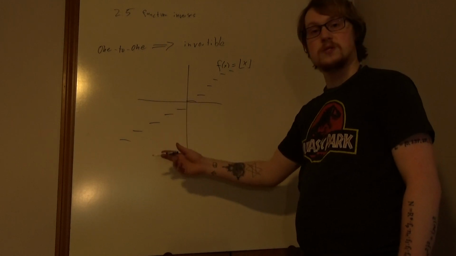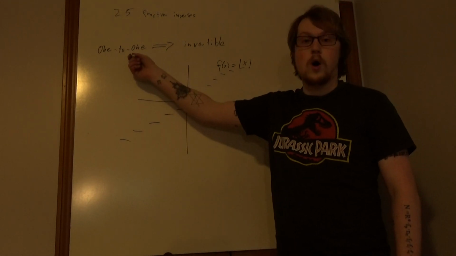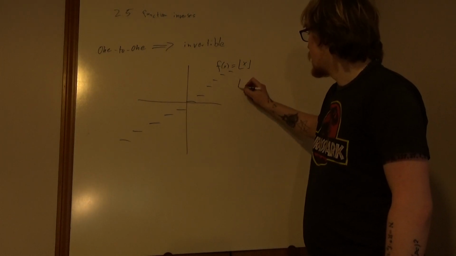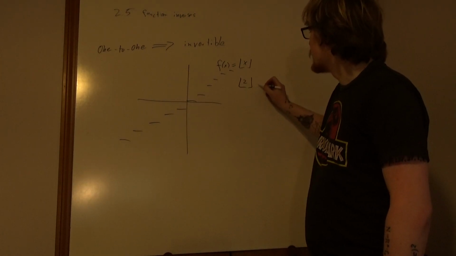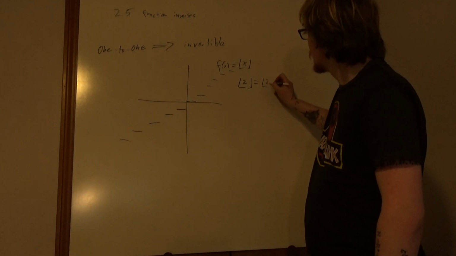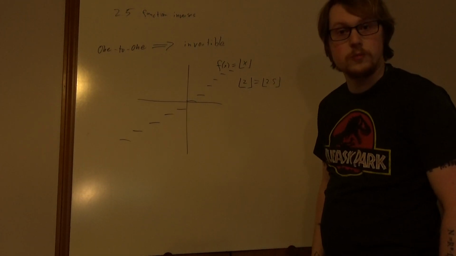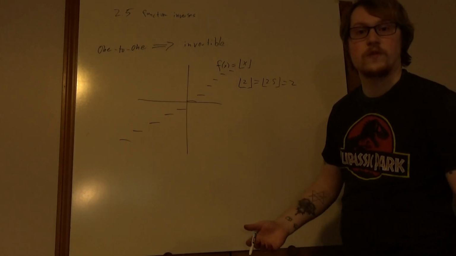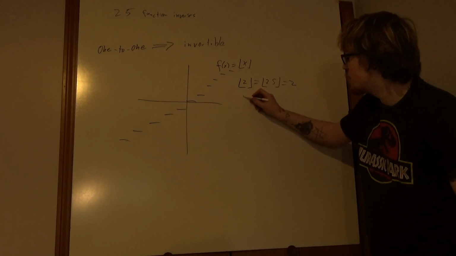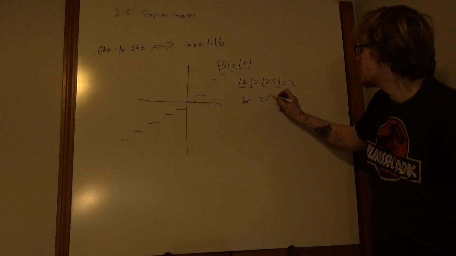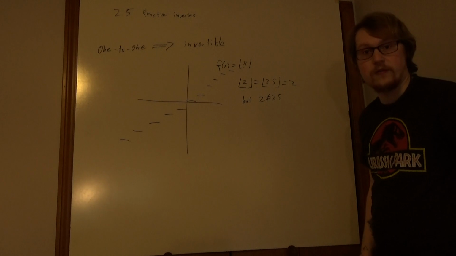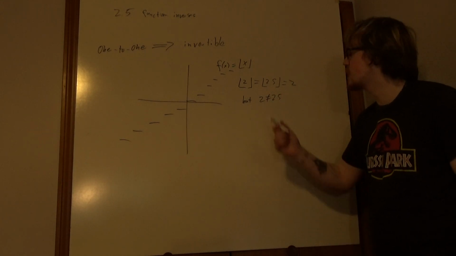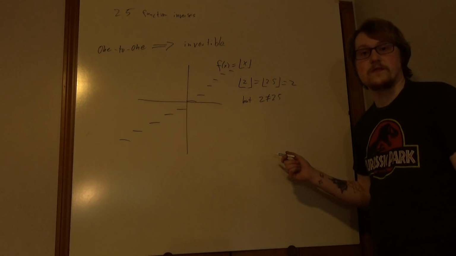So now we can use the definition of 1 to 1 to check if this is invertible. To do that, we can just check: the floor function of 2, I know, is going to be equal to the floor function of 2.5, because these both equal 2. This is just what the floor function does. However, 2 is not the same as 2.5. And so we can tell that this is going to fail to be one-to-one because it doesn't satisfy the definition.